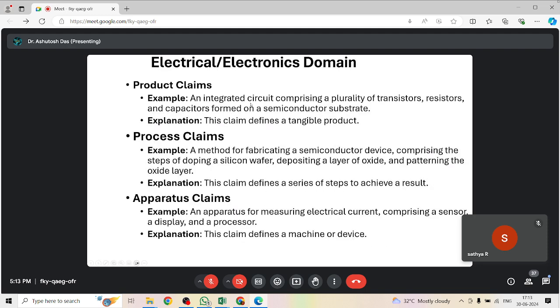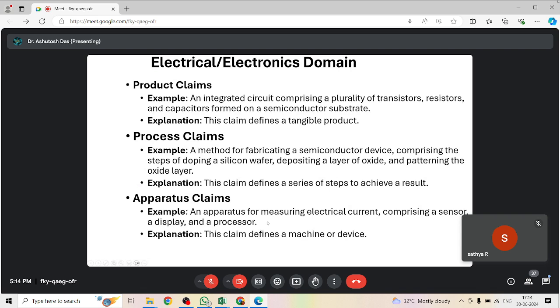Electrical: an integrated circuit comprising a plurality of transistors, resistors, and capacitors formed in a semiconductor substrate. This is a tangible product claim. Process: a method of fabricating a semiconductor device, comprising the steps of doping the silicon wafer, depositing layers of oxide, and patterning the oxide layers. So how the semiconductor device itself is constructed is mentioned here. This claim depends on the steps to achieve the results.